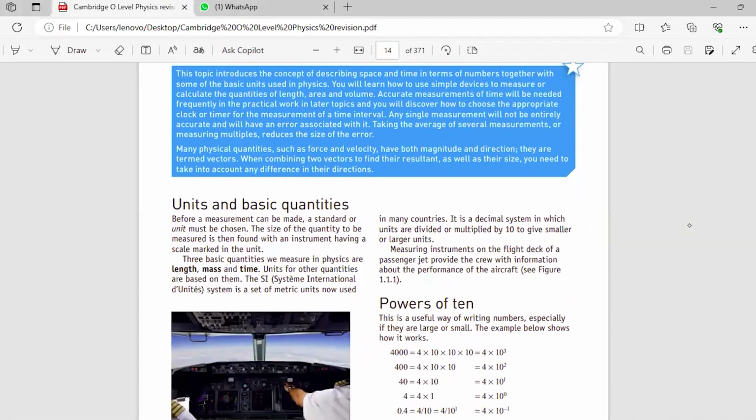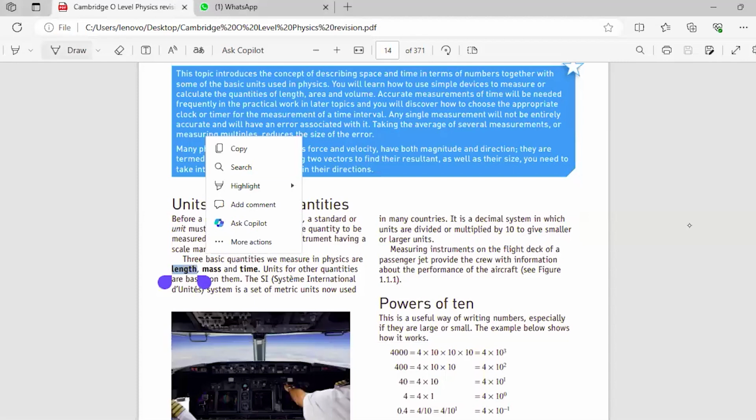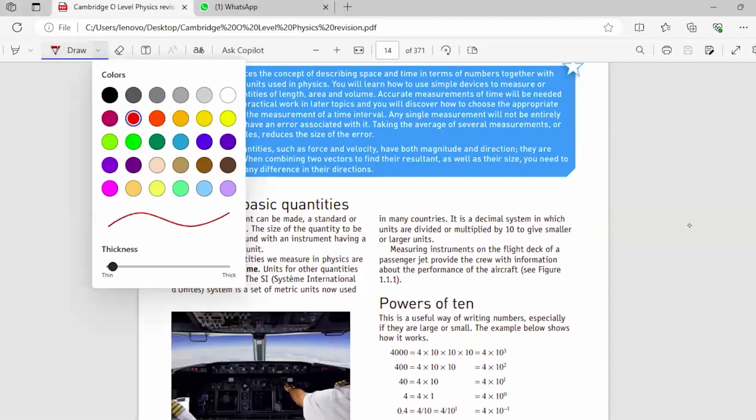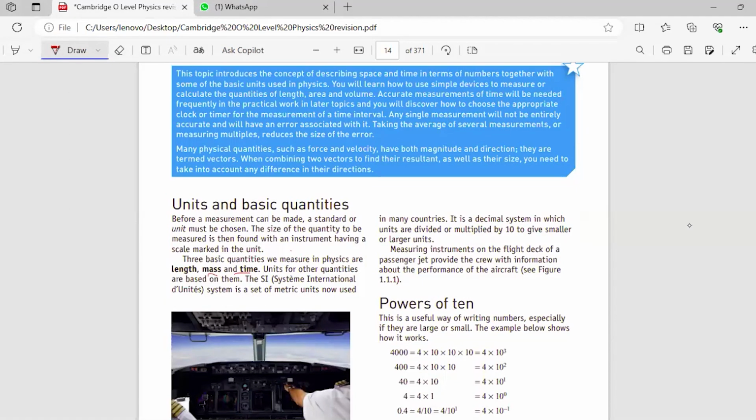The first concept which you need is the basic quantities. There are 7 basic quantities. That is length, mass, and time. These 3 quantities will be discussed in general physics. Then in the heat section, we will discuss temperature. In electricity, we will discuss current. These 5 quantities will be discussed in the O-level syllabus.